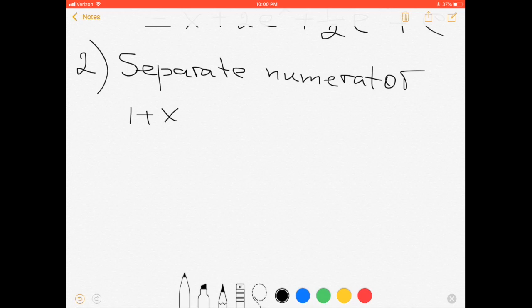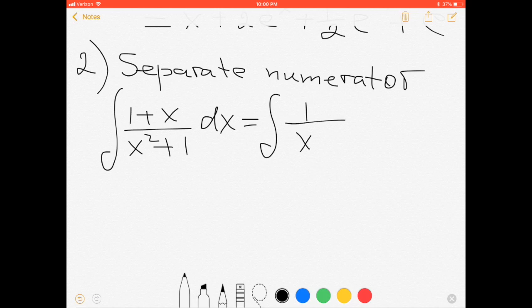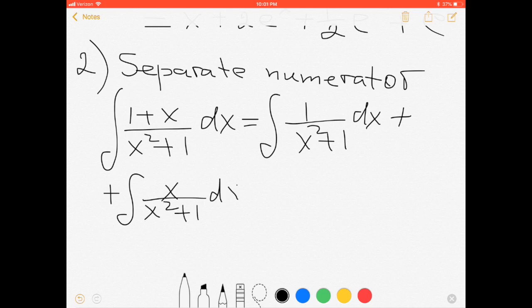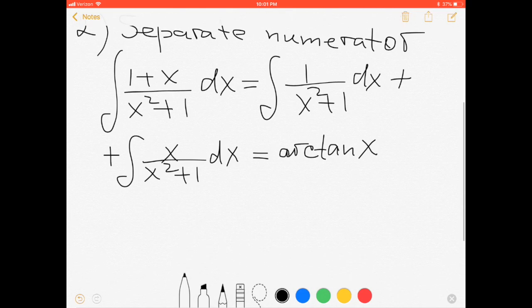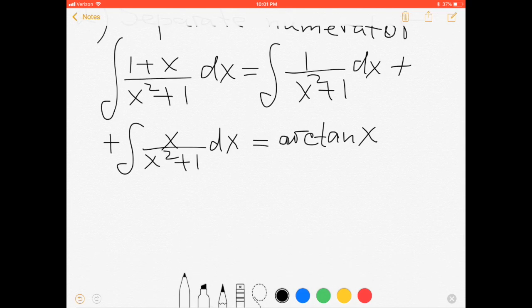Integral of (1 plus x) over x squared plus 1 dx. This means one fraction will be 1 over x squared plus 1 dx. Second one will be x over x squared plus 1 dx. I'm not only separating, I'm separating into 2 integrals here. First one gives us a table integral, arctan x. For the second one, maybe you need more work.